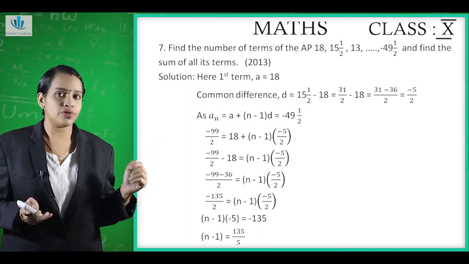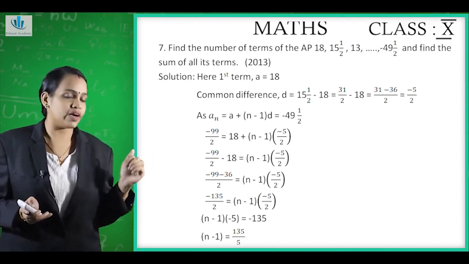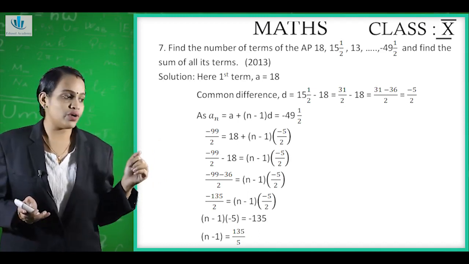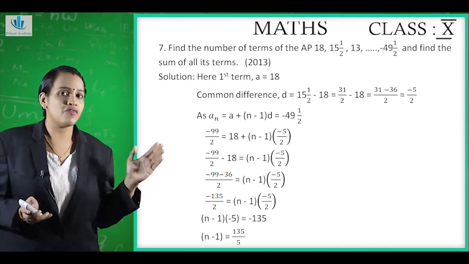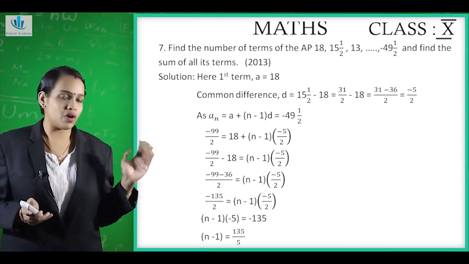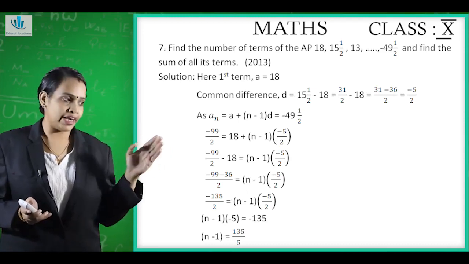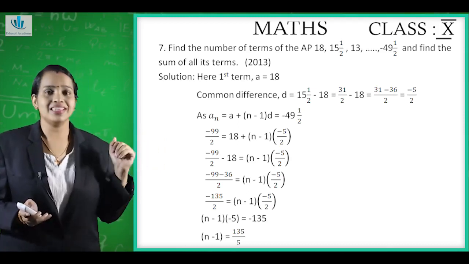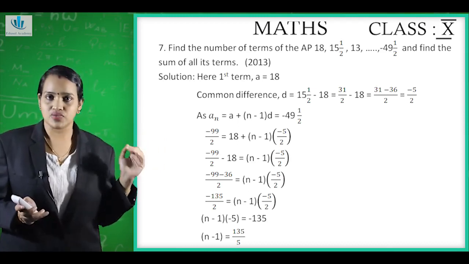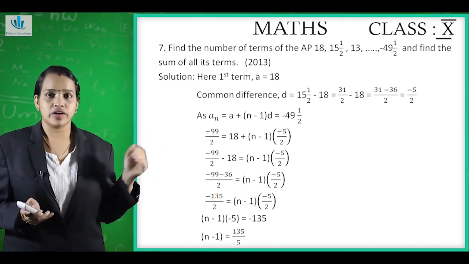Now the formula you know, an is equal to a plus n minus 1 into d, which is equal to, what is given in the question, −49½. So we will solve it. Now an is what? The −99/2, which is equal to a value, it is 18, plus n minus 1, d value, it is −5/2.